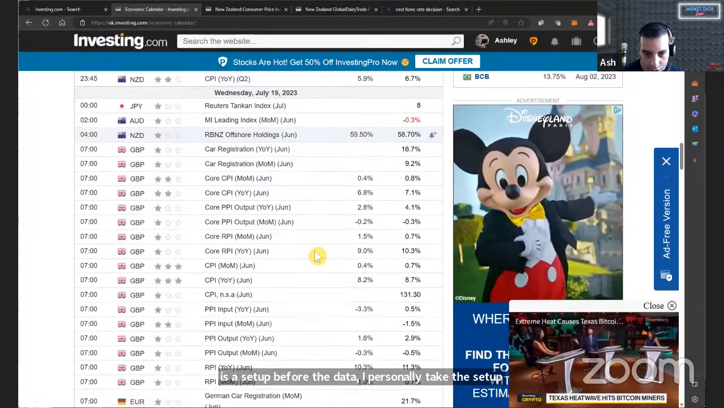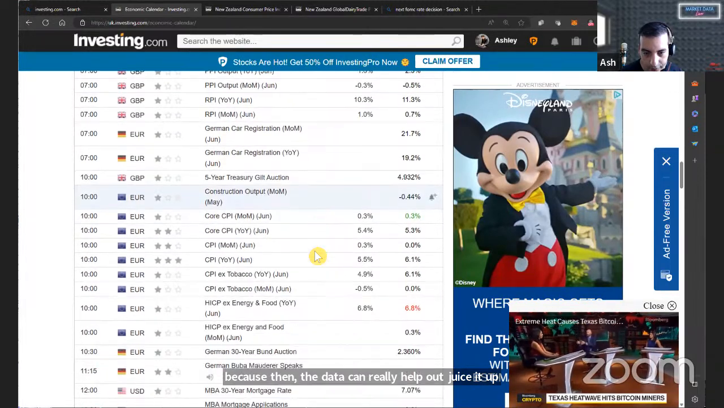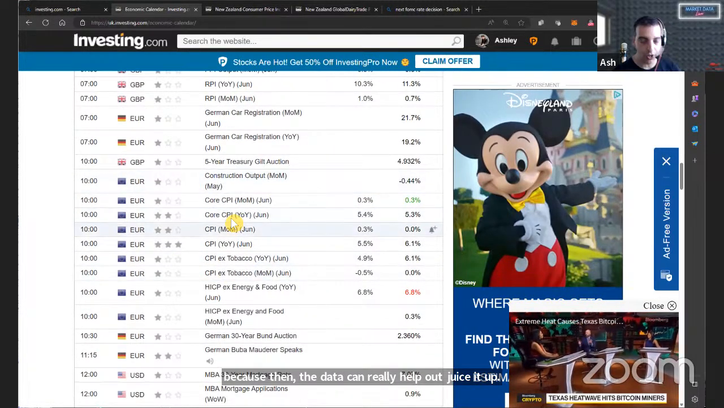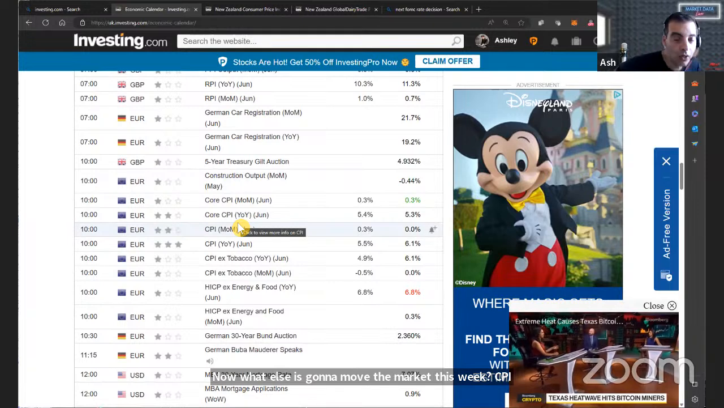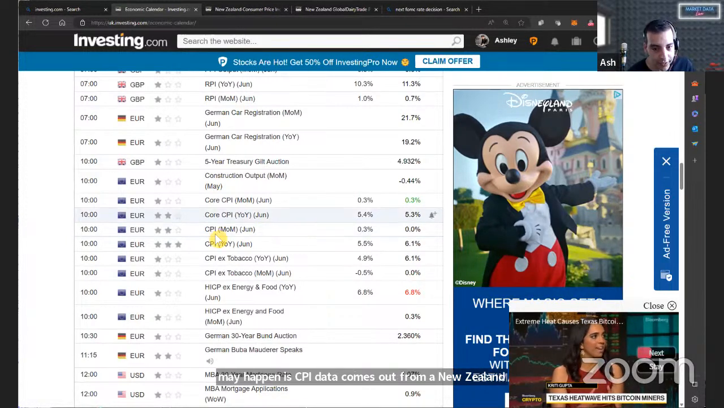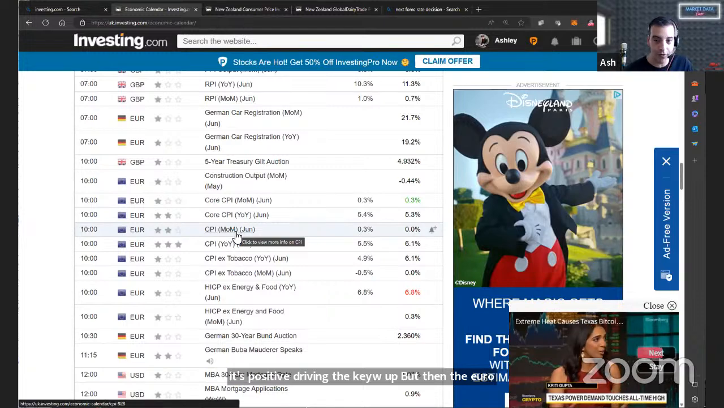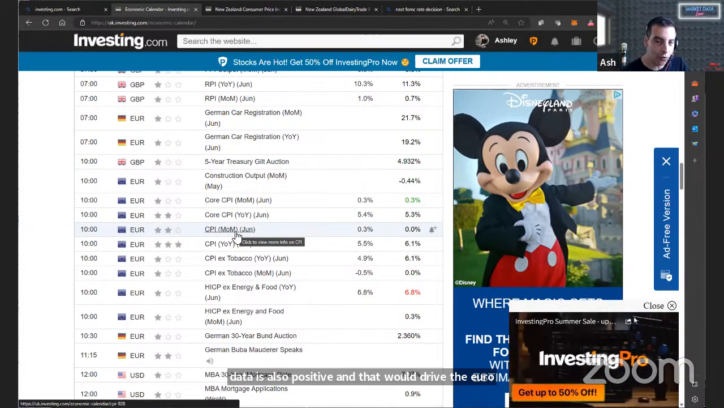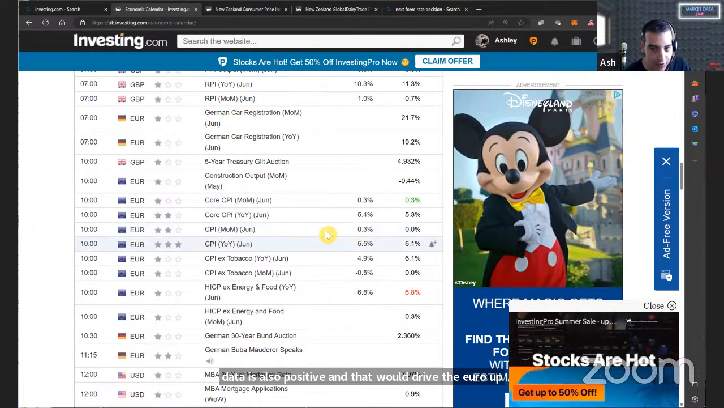Now, what else is going to move the market this week? CPI data from Europe. So if there is a Euro Kiwi long, what may happen is CPI data comes out from New Zealand, it's positive, driving the Kiwi up. But then the Euro data is also positive, and that would drive the Euro up. So we might be waiting a day before we get the result that we're after.